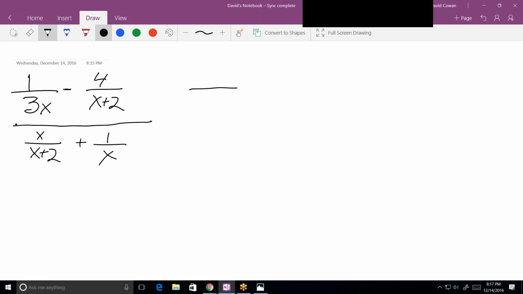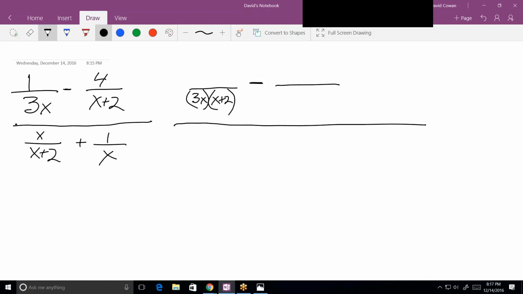I'm just going to do the numerator first, and then I'm going to do the denominator. So what's the least common denominator for the numerator? Just 3x plus 2. 3x times x plus 2. Or 3x, would it be times? Yeah, always.